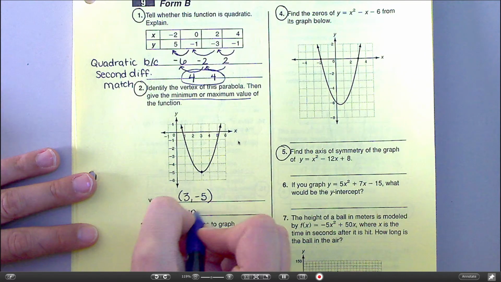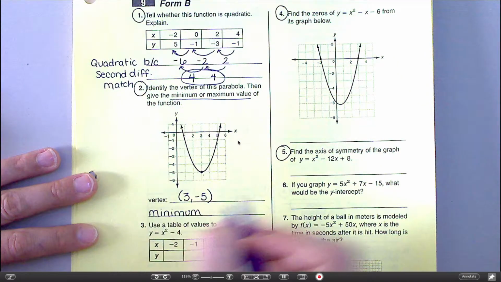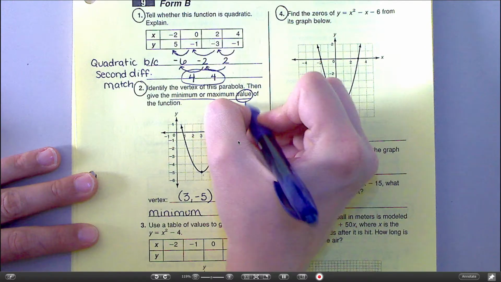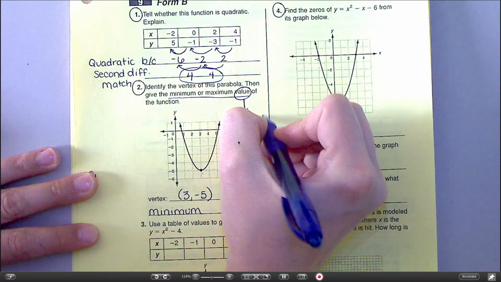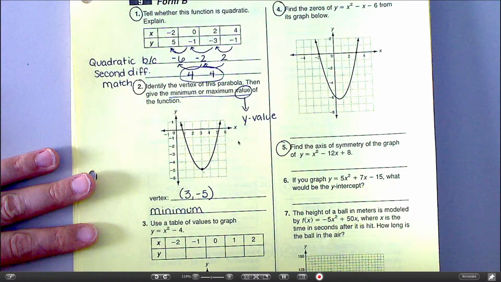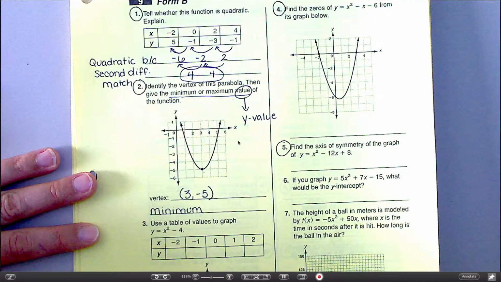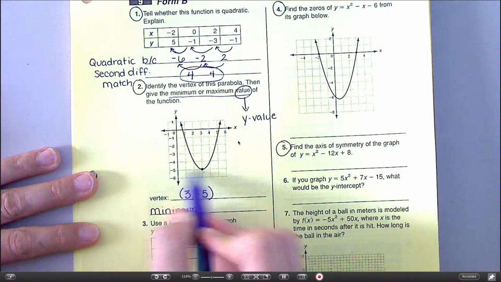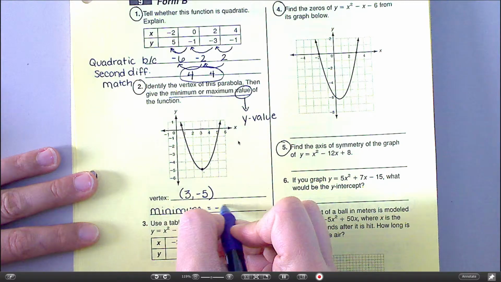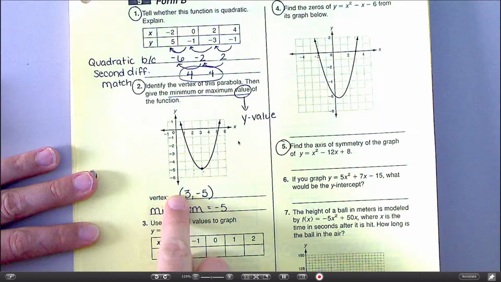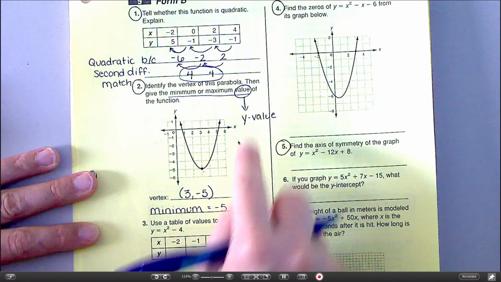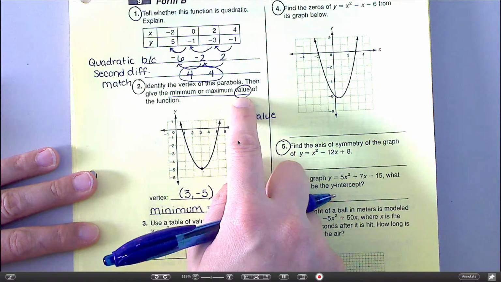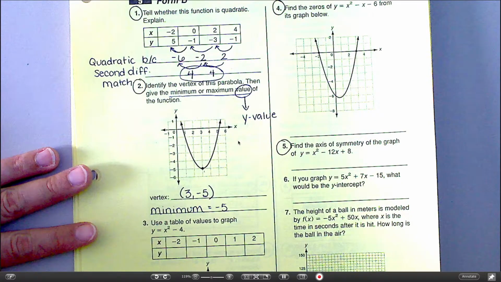The value of a function, when it says value, it's talking about the y value, because it's talking about the dependent variable. So the minimum value of this function is negative 5. It's located at 3, negative 5, but the minimum value is negative 5. You're going to want to write that down: when I'm asking you for a value, I'm talking about the y coordinate. It's going to be important.